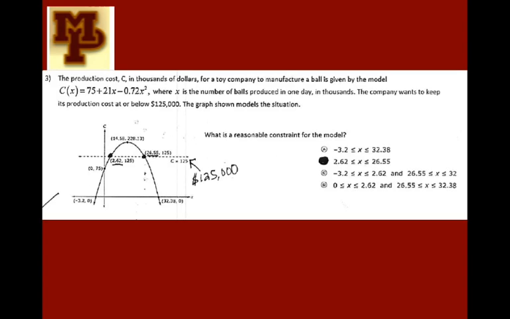This one we're looking at what would be the reasonable constraint. When you're looking at the graph, you can see they're trying to keep the money above 125, so that's from there to there. So we're focusing now on the x-coordinates, because that's what we would need to worry about. That's from 2.62 to 26.55, so then we'd be able to write that as an inequality. So this is the inequality that represents that. It says x is greater than or equal to 2.62 and at the same time is less than or equal to 26.55.